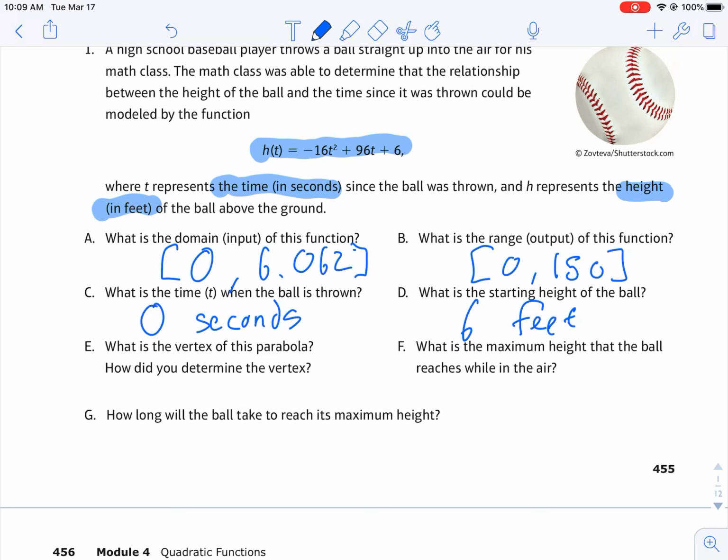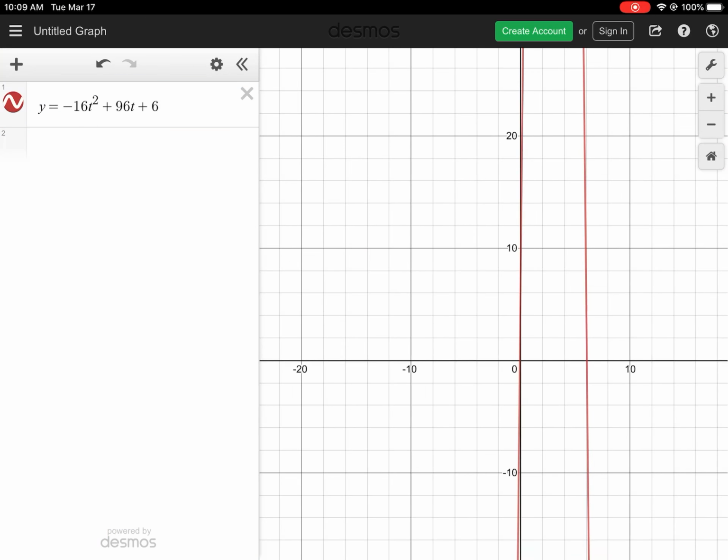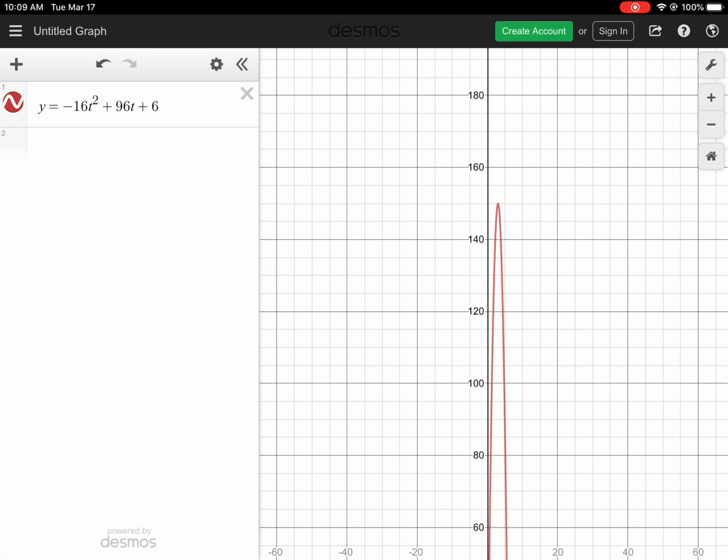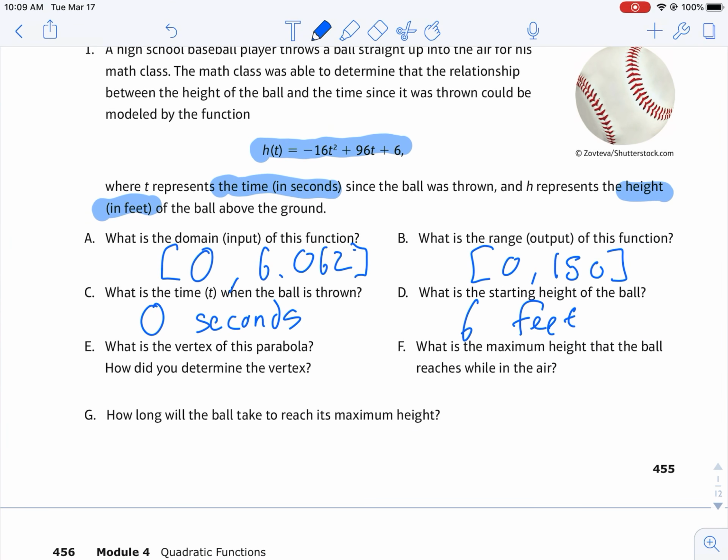How did you determine the vertex? The vertex is going to be at the very top since it is an upside down parabola. Since it is upside down, that also means that this vertex represents a maximum. So these two numbers mean in 3 seconds, the ball has reached 150 feet above the ground. (3, 150). The maximum height is going to be 150 feet, and it took the ball 3 seconds to achieve that.